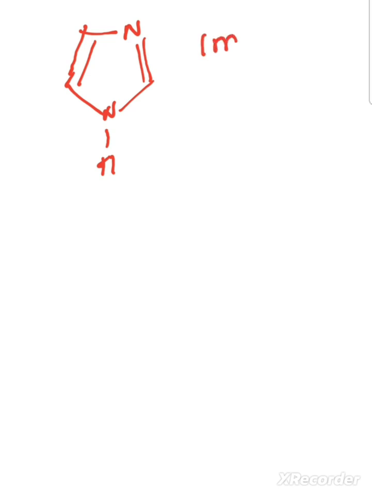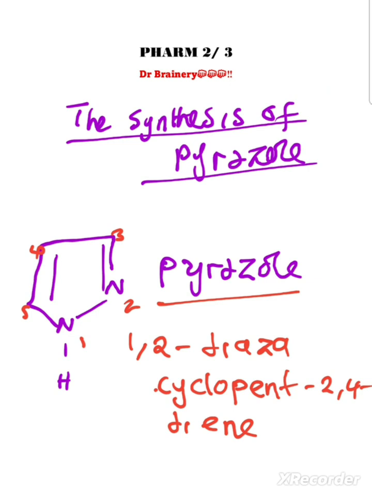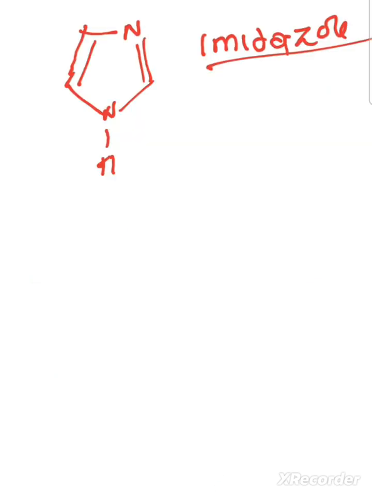Then the other compound is like this. You find that on position 3 there is nitrogen, and position 1 is the pyrrole-like nitrogen. So this one is called imidazole. Imidazole is also one of the compounds that fall under the heterocyclic compounds containing the heteroatom nitrogen. The only difference between pyrazole and imidazole is the position of the nitrogen.